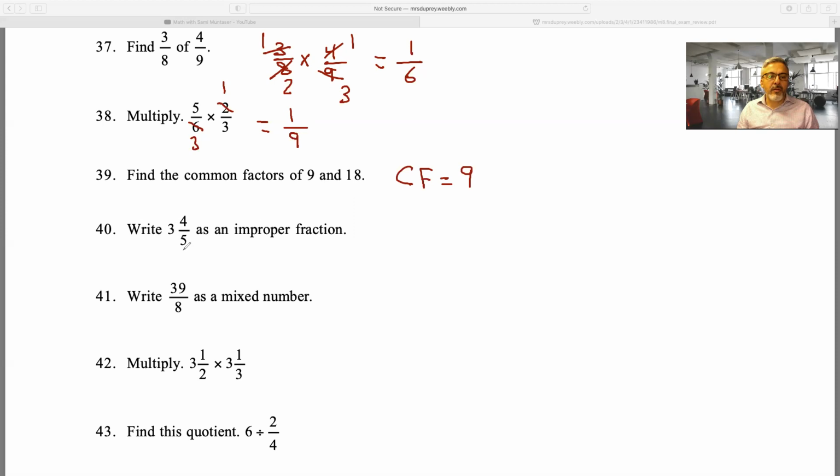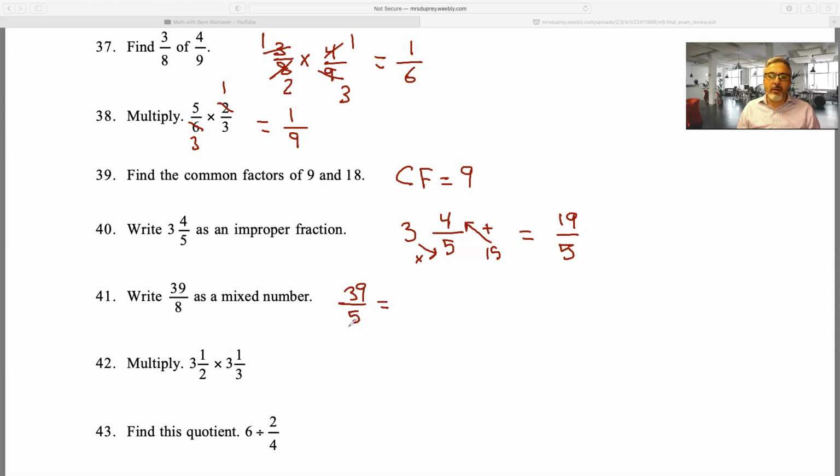Write 3 4/5 as an improper fraction. To do so, you take the 3, multiply this way, and you get 15. And then you add the 15 to the 4, keeping in mind that you write the bottom, or the denominator, the same way. So 3 times 5 is 15. 15 plus 4 is 19. So it's 19/5. Now write 39/5 as a mixed number.